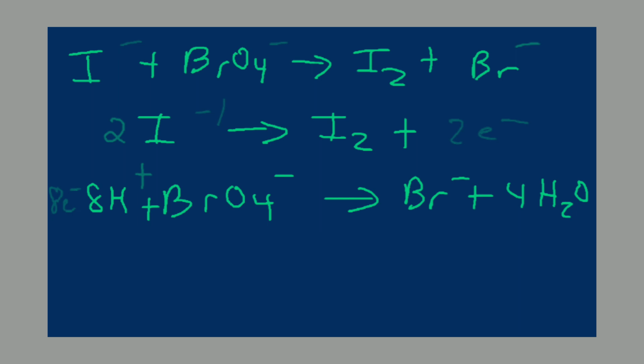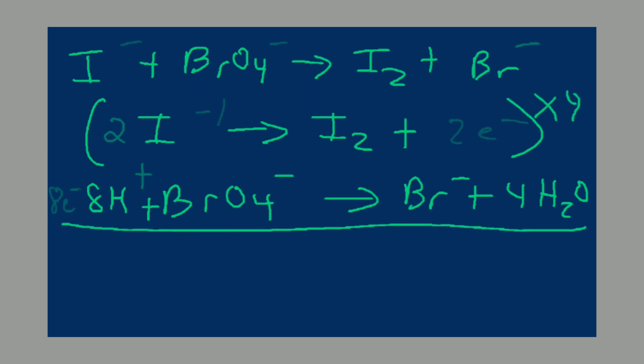Now the next thing we need to do is make sure the electrons are equal in both half reactions. So we need to multiply the first one by 4. We don't need to change the second one, which is good. By the way, which half reaction is the oxidation half reaction and which one is the reduction half reaction? The first one is oxidation because the electrons are on the right side. The second one is reduction because the electrons are on the left side. That's how you can quickly tell which one is which.